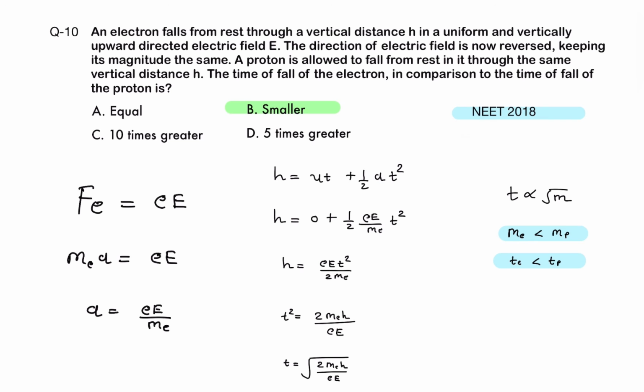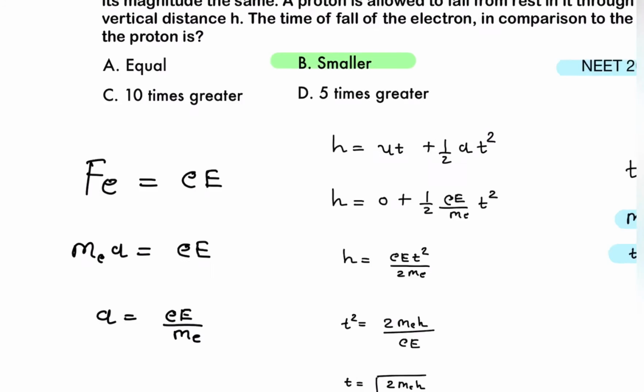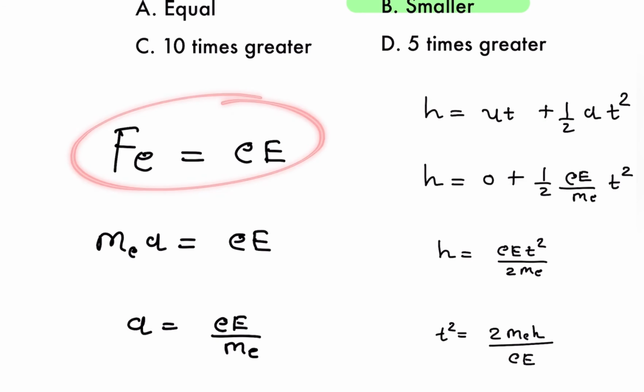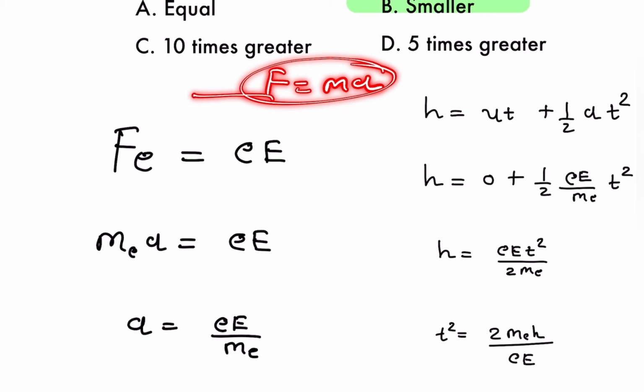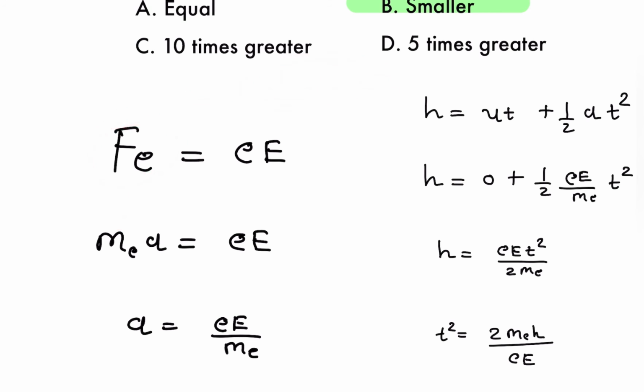That is a formula based question, that is Fe is equal to the electric force or electrostatic force. Fe is equal to QE. So in place of Q we take here the electron, and the force is equal to ma. So in place of F we write Me into a, where Me is the mass of electron, and a is the acceleration of electron. So a is equal to eE by Me.